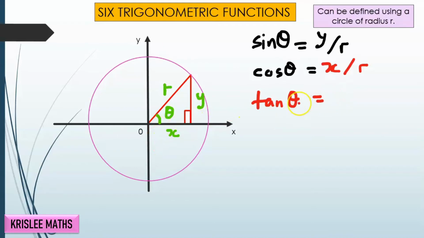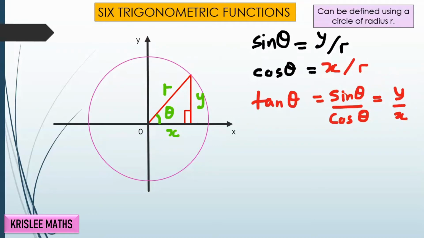Before I write the formula, see, tangent theta can also be obtained by getting the ratio between sine and cos. Remember this, tangent equals sine theta over cos theta. This is a new thing for you, so make sure you remember. So back to the formula again, tangent is opposite over adjacent, therefore it is y over x.